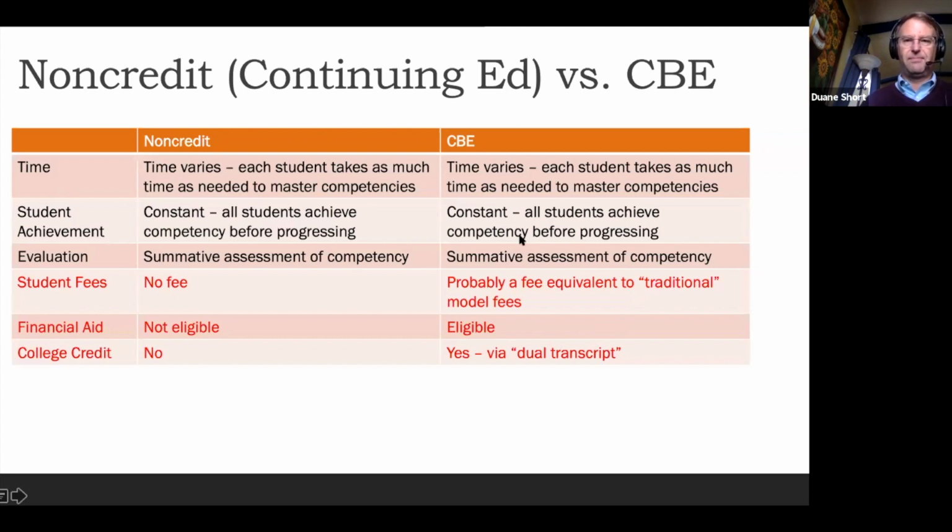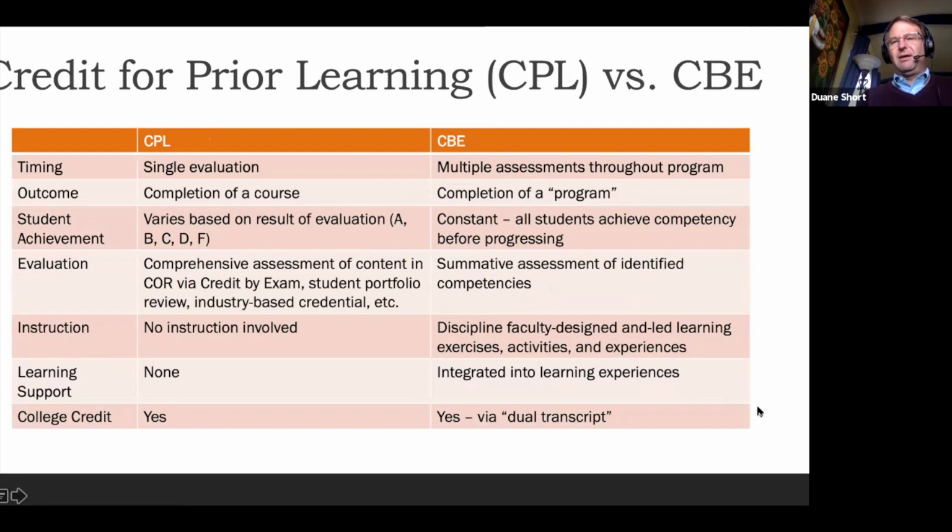And then there's also some similarities and differences with credit for prior learning and competency-based education. Credit for prior learning is a way in which we can assess what the student has already learned in the past outside of college and award college credit for that learning. So for example, if a student already knows everything about Spanish, or thinks that they're okay to clear Spanish 101, we can give them a credit by exam test and see if they really know all the content in Spanish 101. If they do, then they get credit for that class.